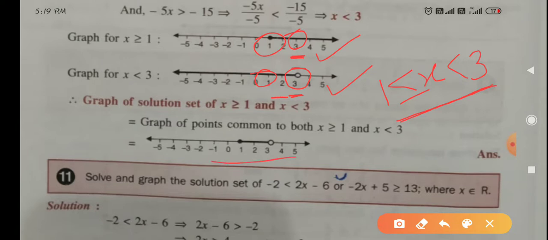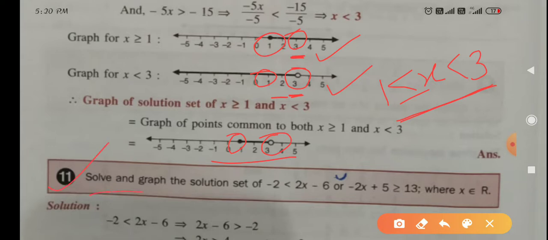So here you can see the line 1, 2, 3. The portion between 1 and 3 fully you have to darken, and add a dark circle at 1, a hollow circle at 3. Like this you can solve such type of question. And means intersection, again I am telling you. Or means union. Union means combination of both the solution sets you have to take. Now the 11th example is coming.